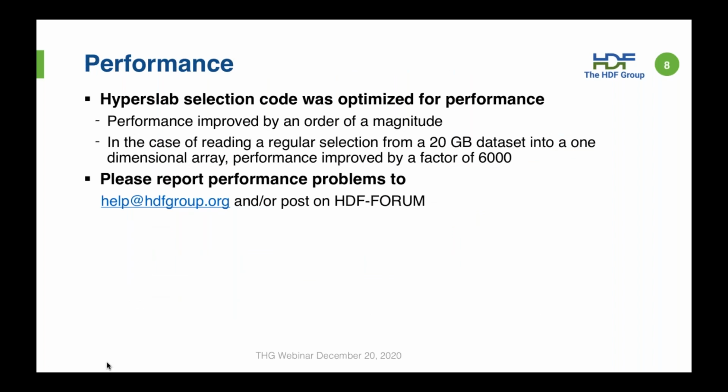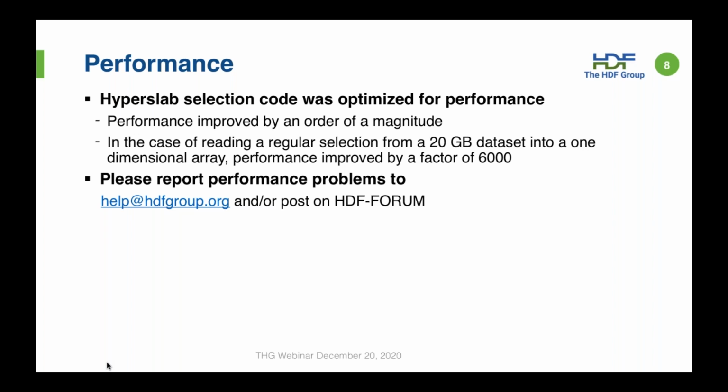One of the deficiencies in 1.8 and 1.10 is that hyperslab selection is very slow, especially for big datasets. By big, we mean going more than a gigabyte, when you're subsetting datasets from 1 gigabyte files and more. We did enhance HDF5 in 1.12, and performance improved by an order of magnitude. It was a big change in 1.12.